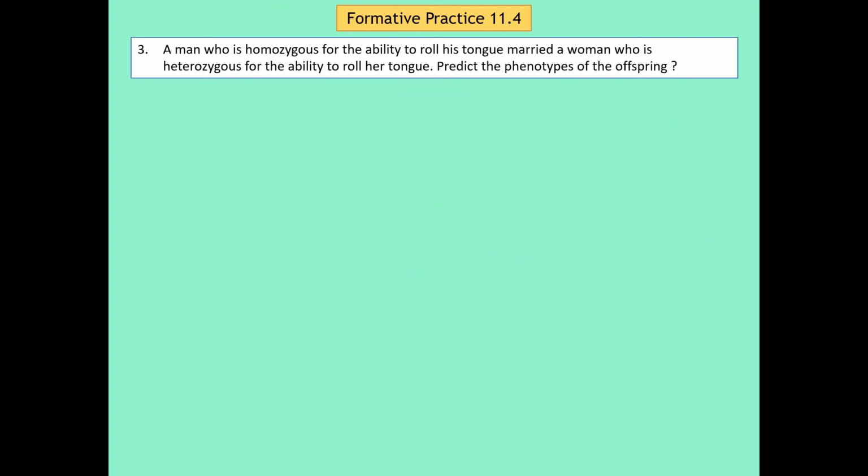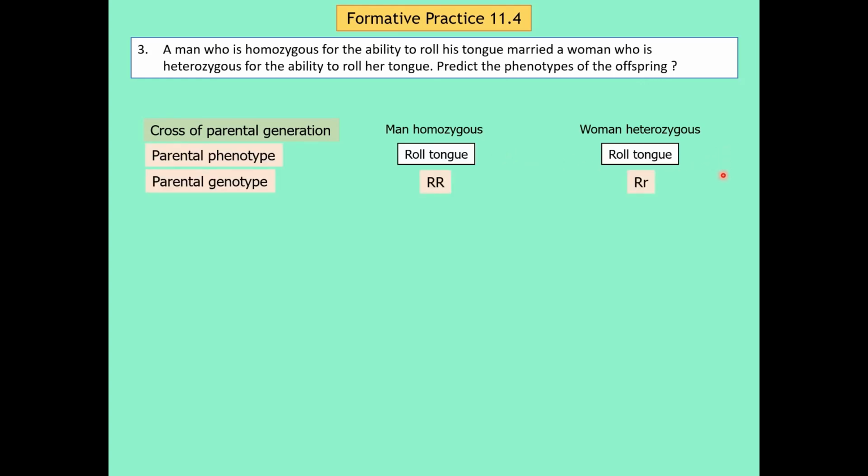Question number 3. A man who is homozygous for the ability to roll his tongue married a woman who is heterozygous for the ability to roll her tongue. Predict the phenotype of the offspring. So this is the genetic diagram. Man is homozygous, woman is heterozygous. So the parental genotypes: this one is homozygous dominant, this is heterozygous dominant.